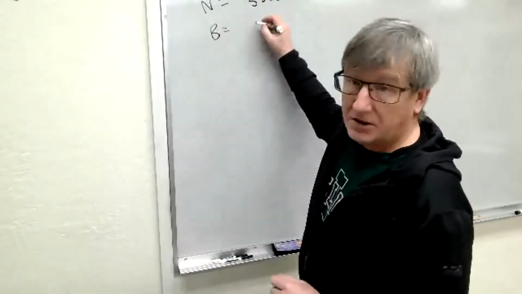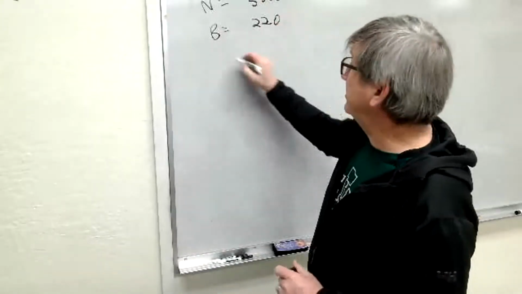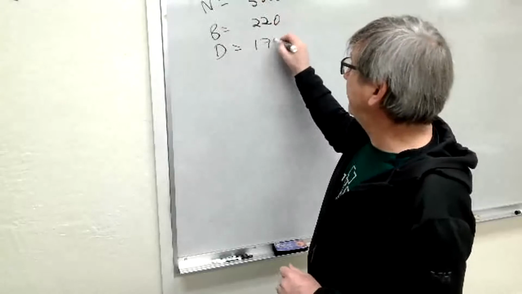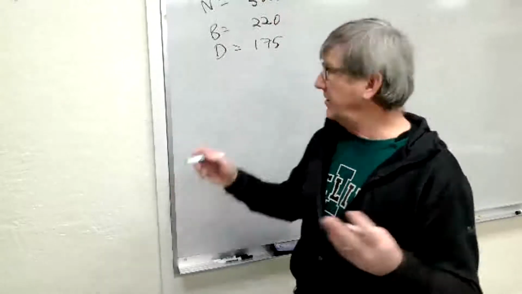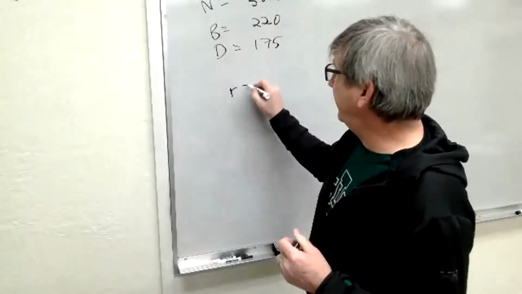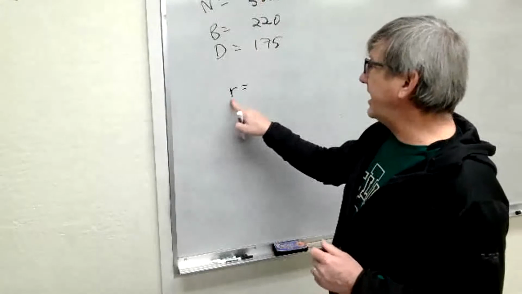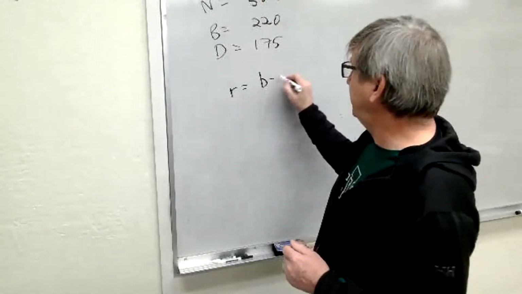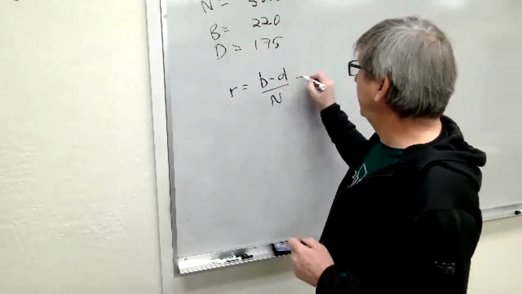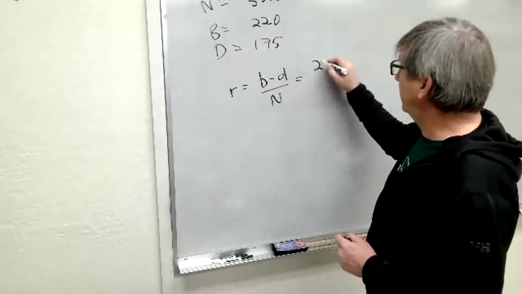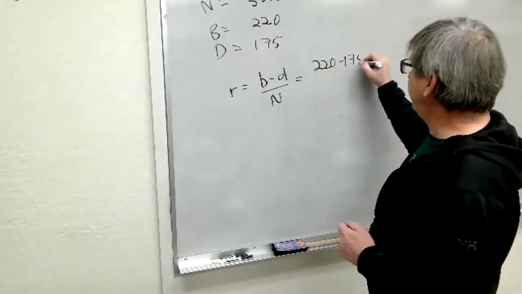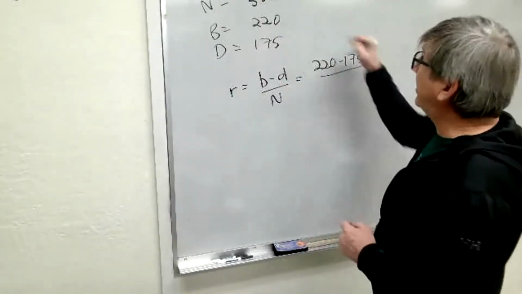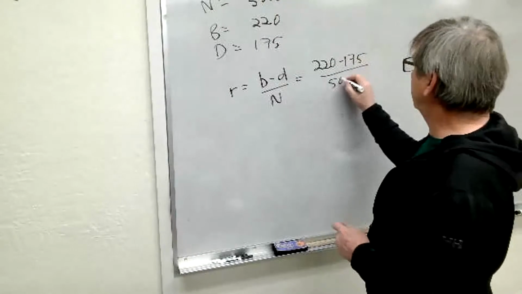Births would be 220 babies. Deaths would be 175. That's what I've given you. Remember to calculate population growth, R, the rate of population growth. It's B minus D over N. So we have 220 minus 175 divided by 5,000.